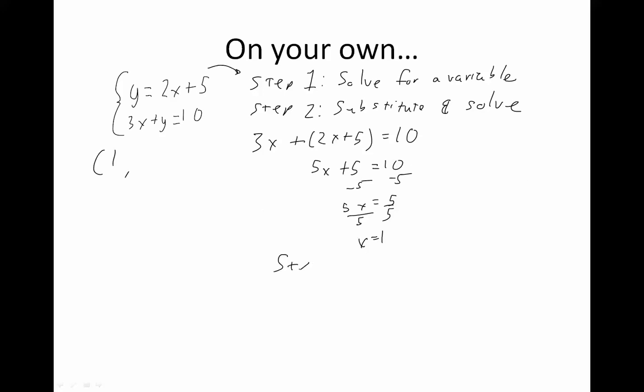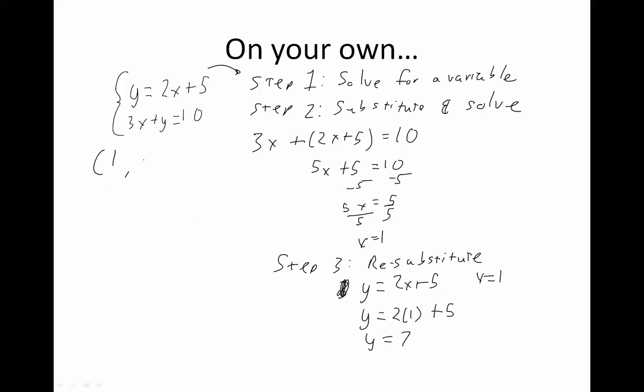And then our last step, step 3, is to resubstitute, right? We're going to take that x equals 1 that we got, and we're going to plug it into the first equation, y equals 2x plus 5, and x equals 1. So this is y equals 2 times 1 plus 5. So y equals 7. So our solution is (1, 7). (1, 7) is the intersection of these two lines.